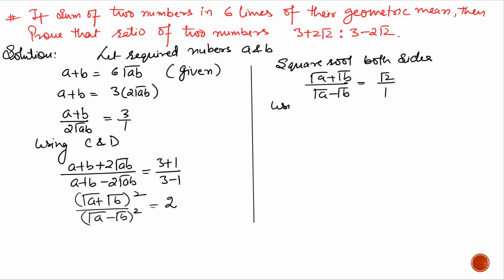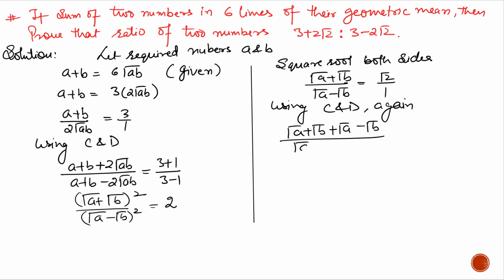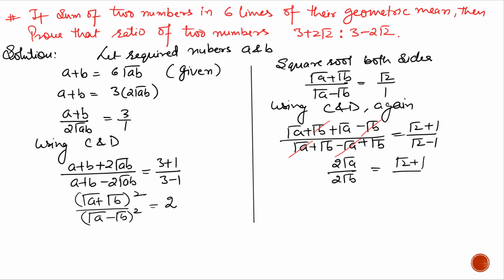Now using componendo and dividendo again, we will get (root a plus root b plus root a minus root b) divided by (root a plus root b minus root a plus root b) equals (root 2 plus 1) upon (root 2 minus 1). Now after simplification, we will get root a by root b equals (root 2 plus 1) upon (root 2 minus 1).